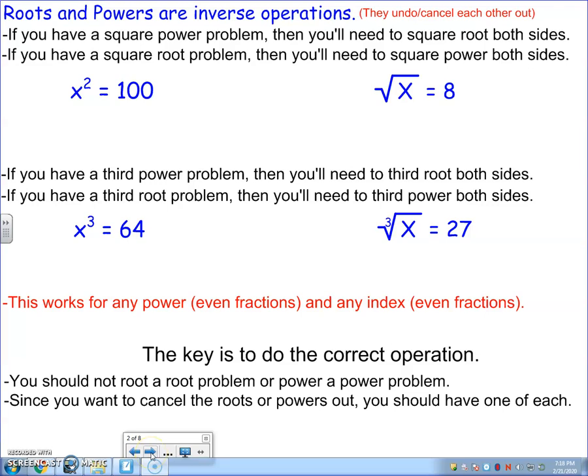So roots and powers are inverse operations, meaning they undo or cancel each other out. If you have a square power problem, then you need to square root both sides.